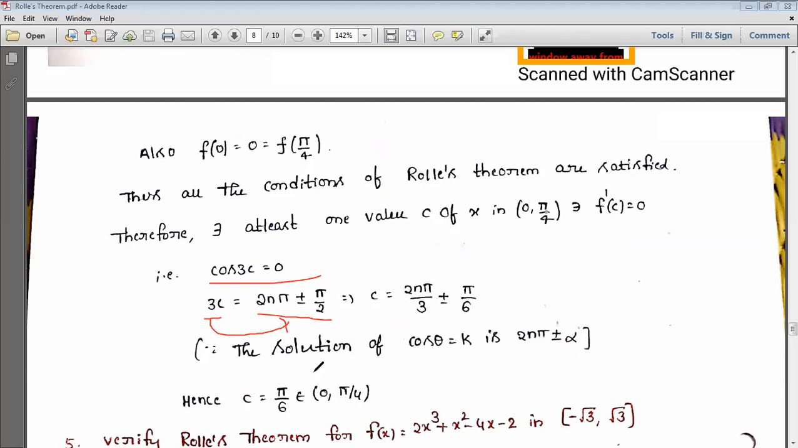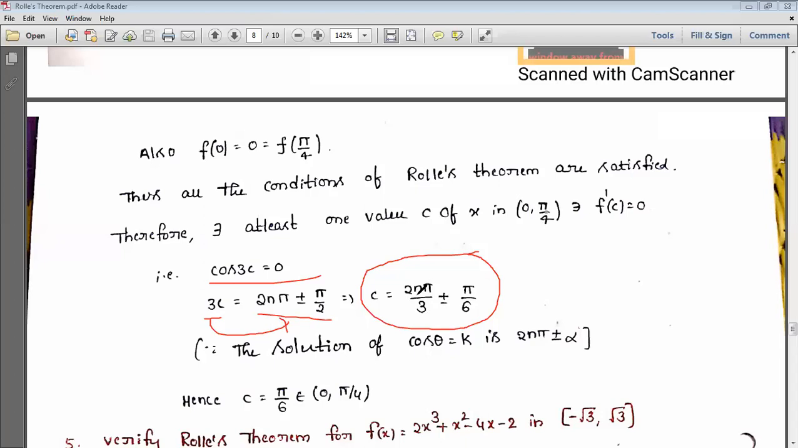This one you got in your intermediate level. The principal solution of cos theta is equal to k is 2n pi plus or minus alpha. This is the general one. We need to find the value of c which lies in this interval.